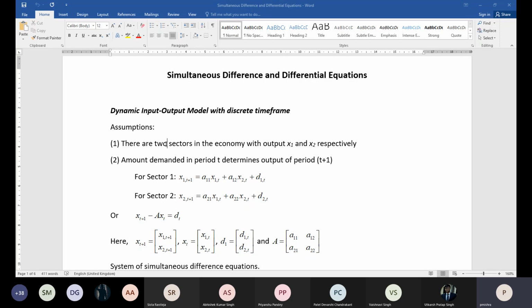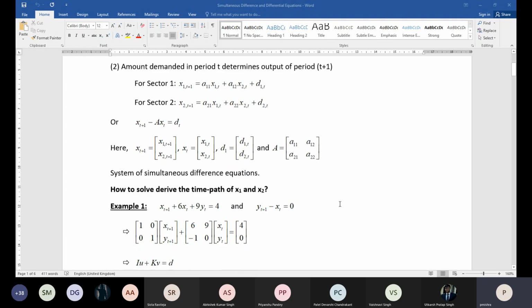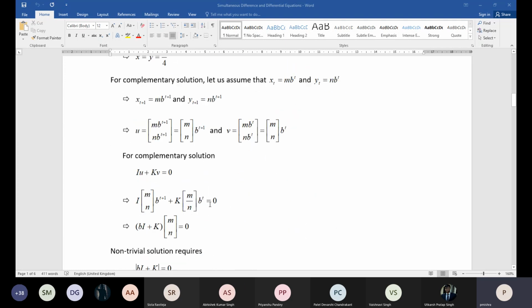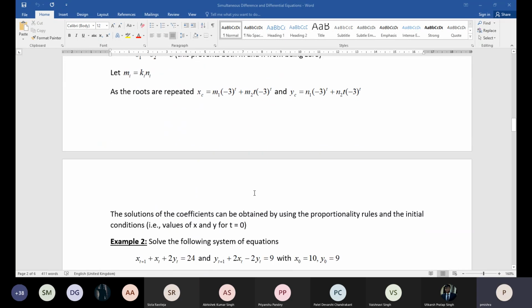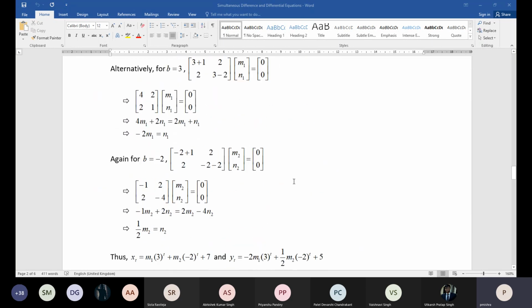And there is a process of solving simultaneous difference equations, and this is how we are solving here. I'm not getting into the solution. I will upload these files. You can have a look. And if you have any question, when I come back for further discussion, you can raise this query in that class. So I have added some examples also.